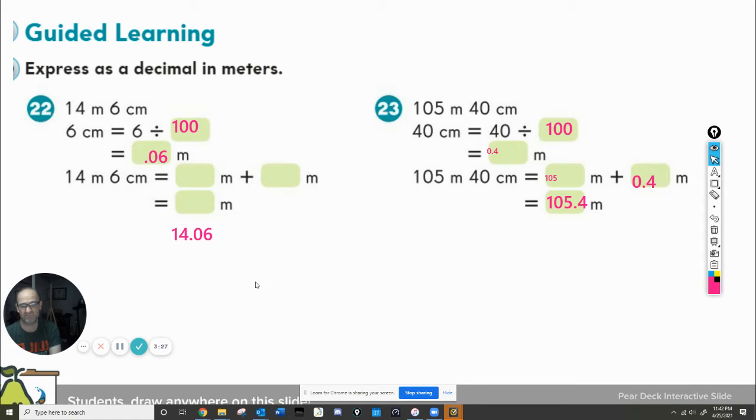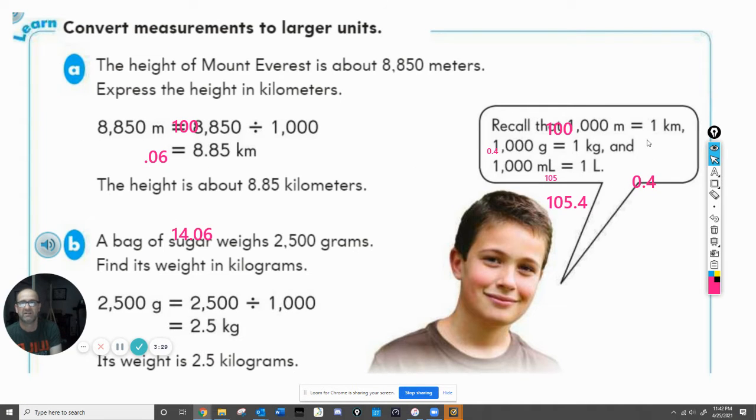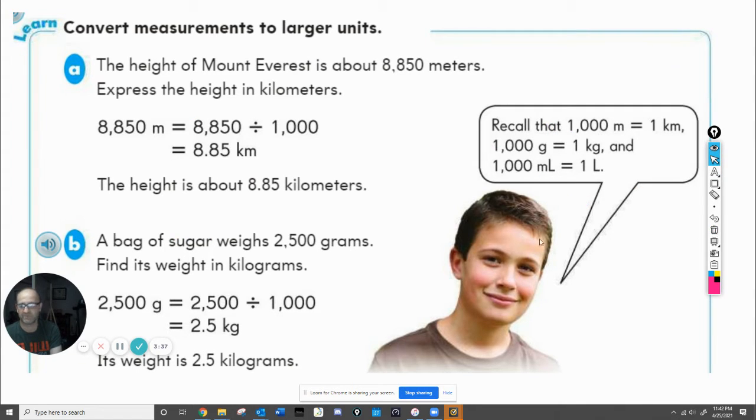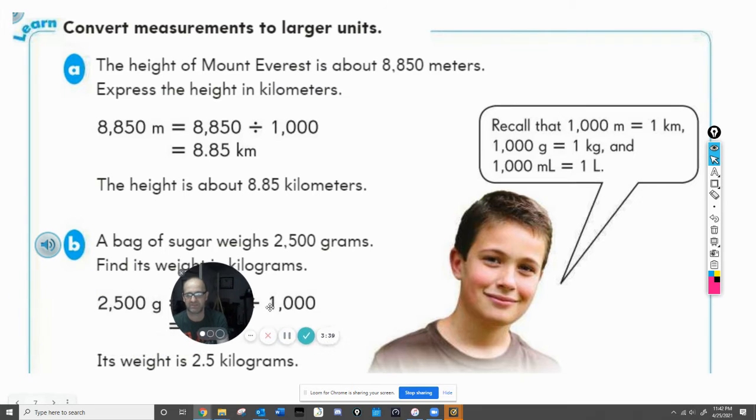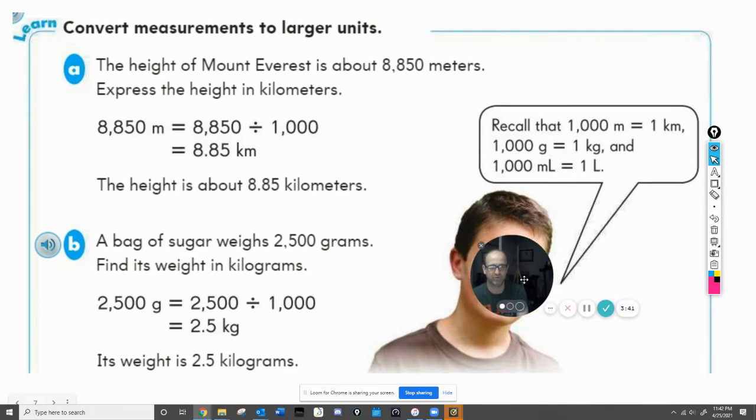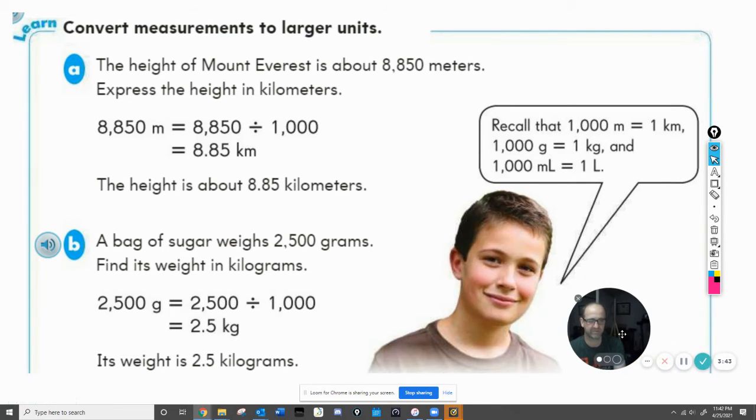Okay, so now we're doing meters to kilometers, which means we're dividing by 1,000. That's what all these words on the screen say, but you can pause and read it if you like. Go over here. Hey, look at me. This is what I'm saying. All right, good deal. Let's move on.